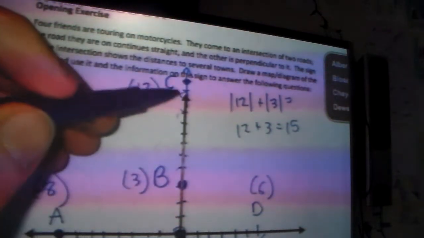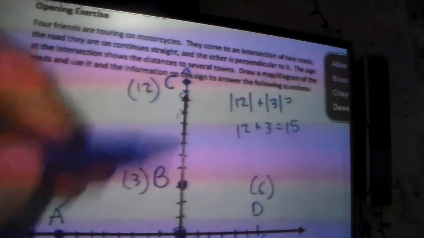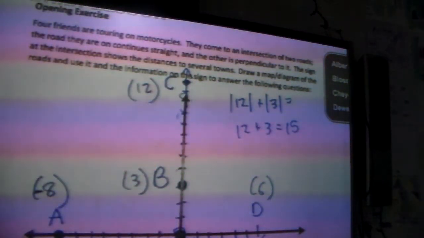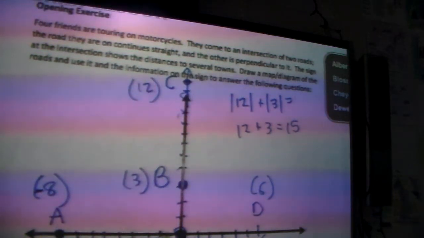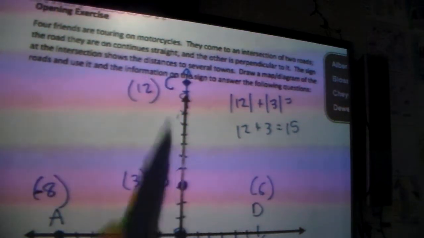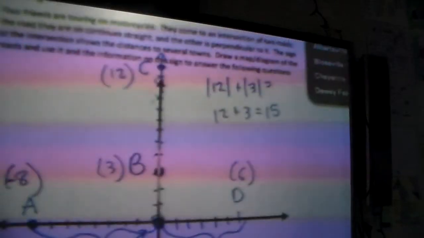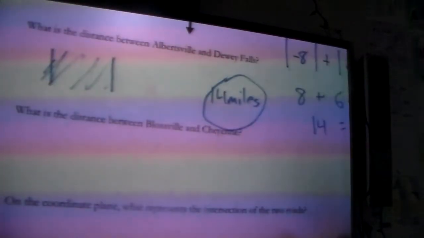So if I do it, it would end up being 12 plus 3. Are they 15 away? Absolutely not. But they're on the same side. These two are not on the same side of the origin or where we're at in our intersection. These two are. So I'm going to take them, and instead of adding them, I'm going to subtract them.